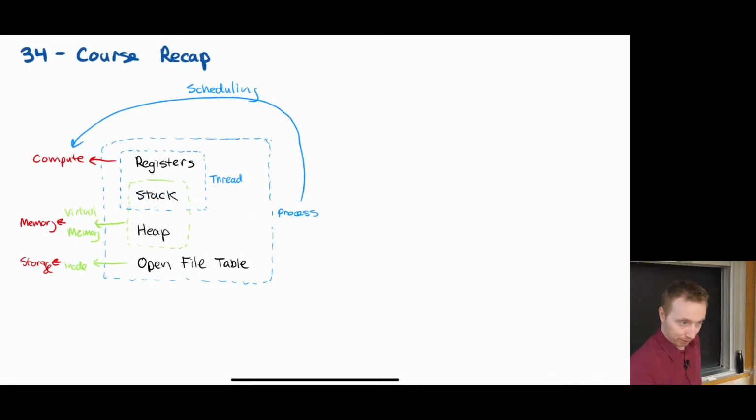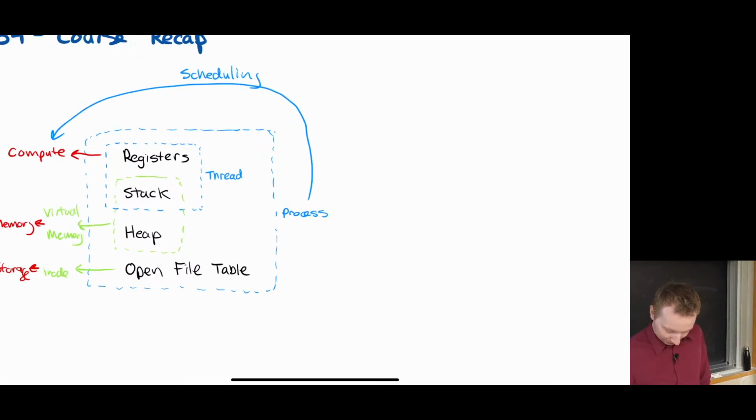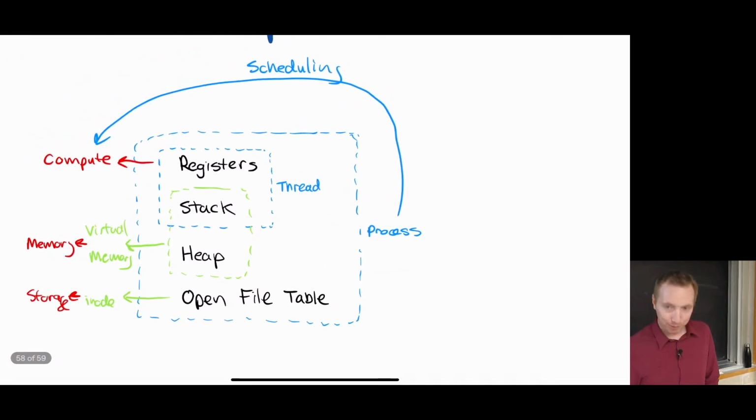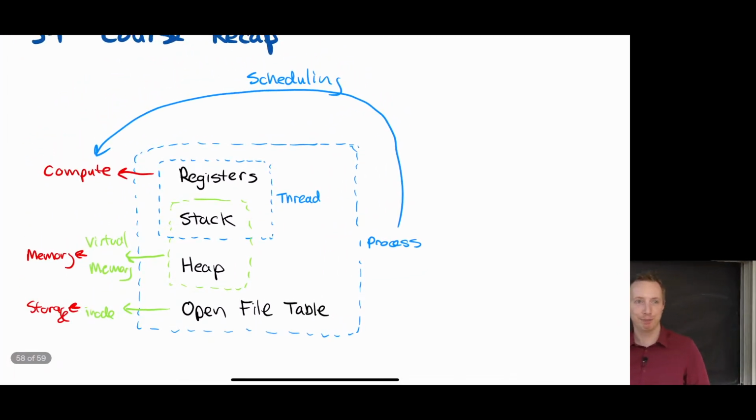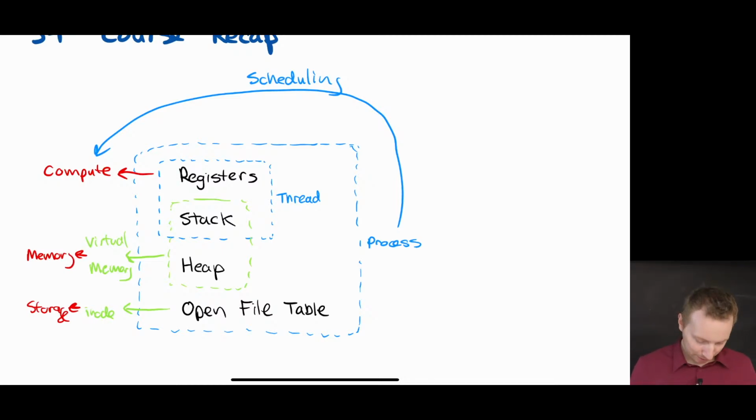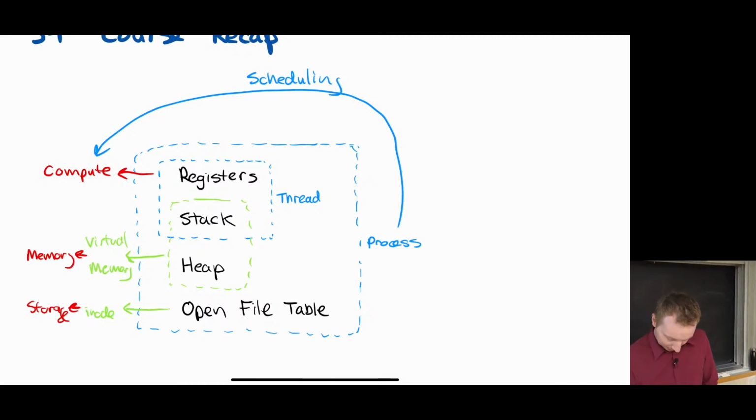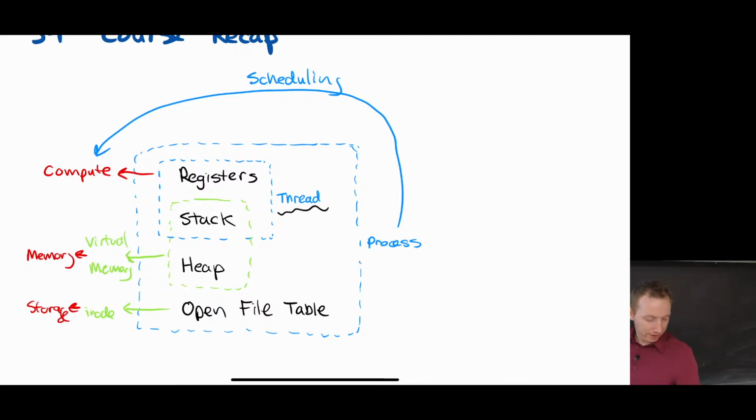I can also try drawing, so here's me trying to draw to summarize the whole course in one little picture. I don't know how well it works, but bear with me. So we had our registers and stack, and those together made up a thread, right? And then in a process, there would also be a heap. So your stack and your heap are all in virtual memory, and that's managed by the kernel.